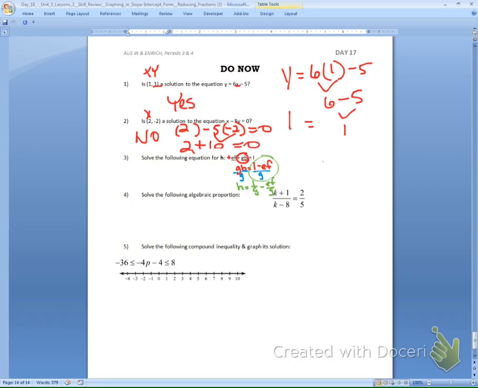Question number 4. We have a complex fraction equaling another fraction. Remember, when you have complex, you have to cross multiply. And the arrows show me what I need to multiply with what. So on my left hand side, I should have 5 times k plus 1 is equal to, on my right side, 2 times k minus 8.